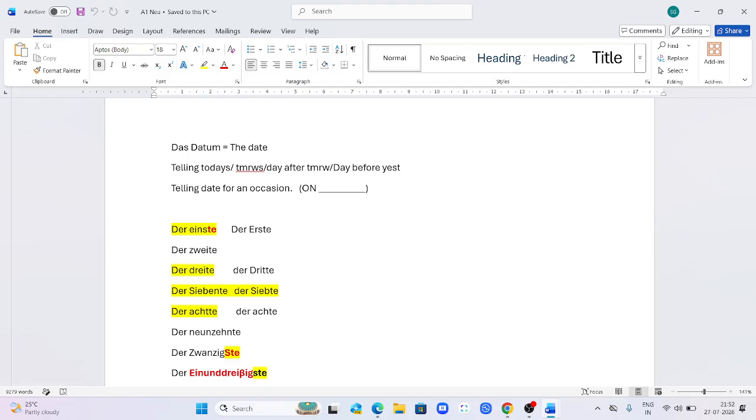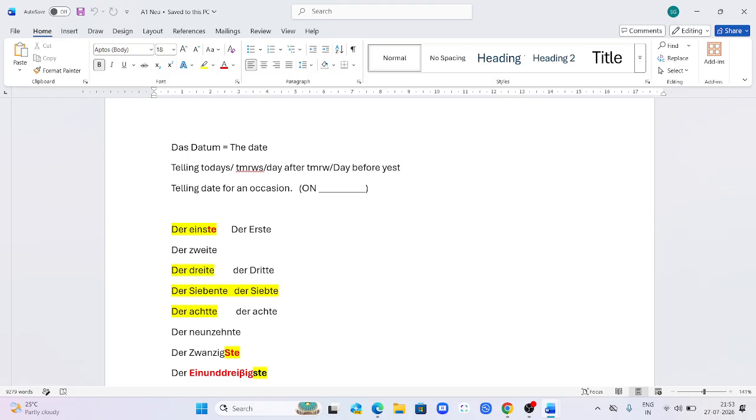But if you want to say, I have my birthday on 28th July: Wann haben Sie Geburtstag? Ich habe am 28. Juli Geburtstag. Got it? This -te will end with -n now. When you're telling a date, you will use der and you will put -te at the end of the number. If you're telling any occasion, you will replace der with am and you will add an extra n to the end of the number.